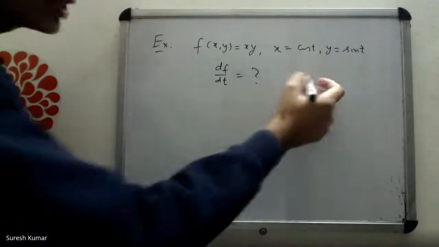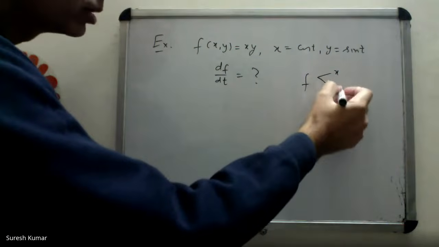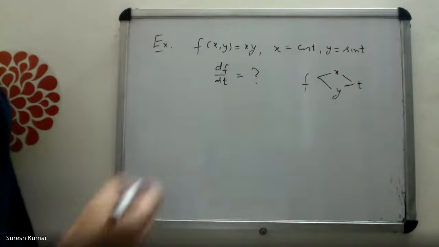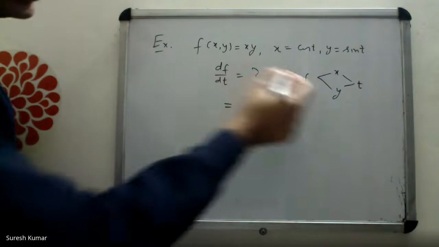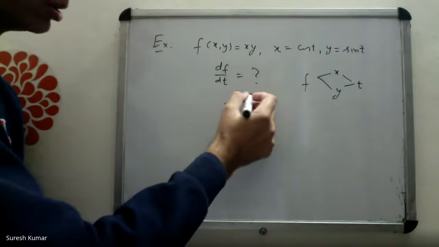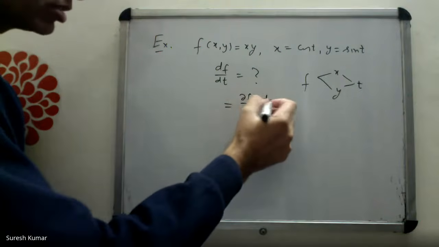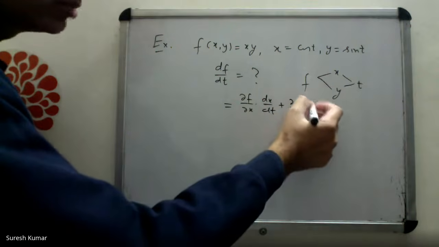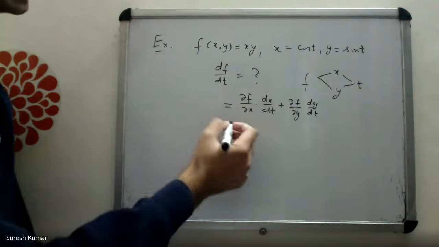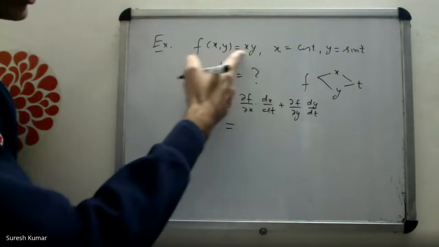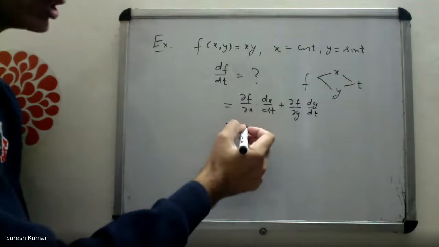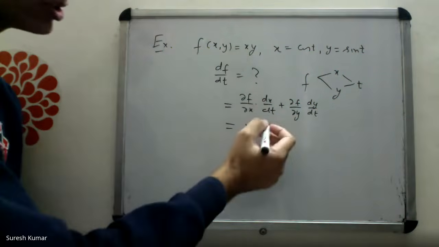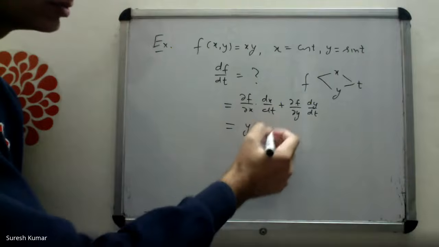See, f is a function of x and y clearly, and x and y are further functions of t. So how to get df over dt? First write the rule using this tree diagram. Partial f over partial x into dx over dt plus partial f over partial y, this second path, dy over dt. What is partial f over partial x from here? Treat y as constant. So you get y, differentiating with respect to x, treating y constant. dx over dt is minus sin t.